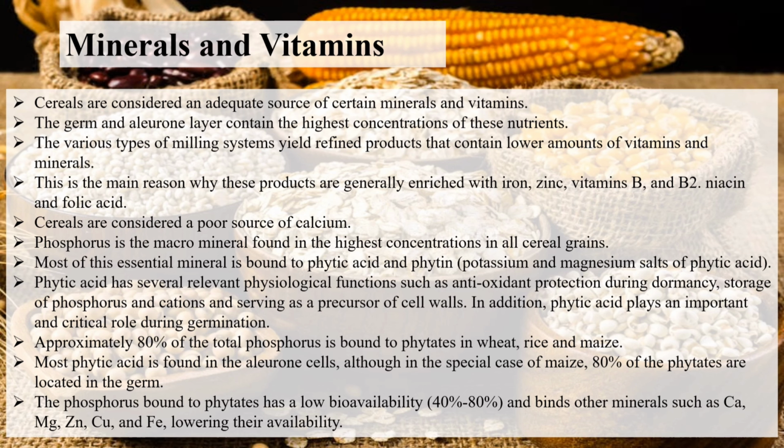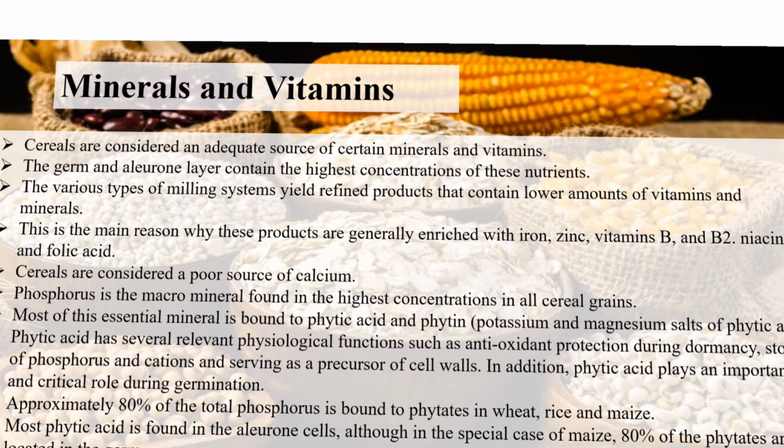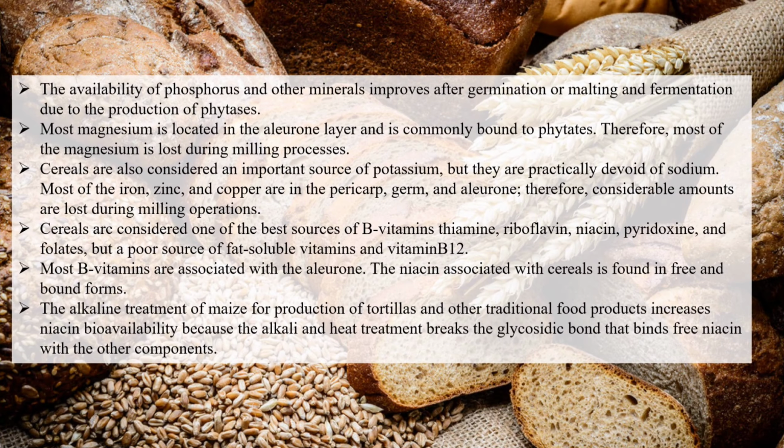Approximately 80% of the total phosphorus is bound to phytates in wheat, rice, and maize. Most phytic acid is found in the aleurone cells, although in the special case of maize, 80% of the phytates are located in the germ. The phosphorus bound to phytates has a low bioavailability, 40%-80%, and binds other minerals such as Ca, Mg, Zn, and Fe, lowering their availability. The availability of phosphorus and other minerals improves after germination or malting and fermentation due to the production of phytases.